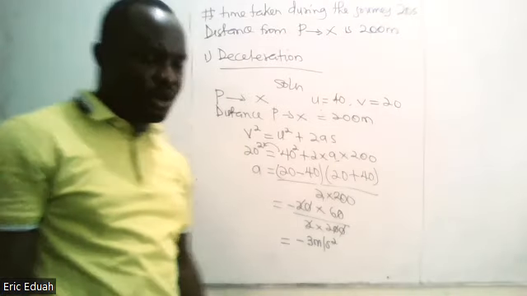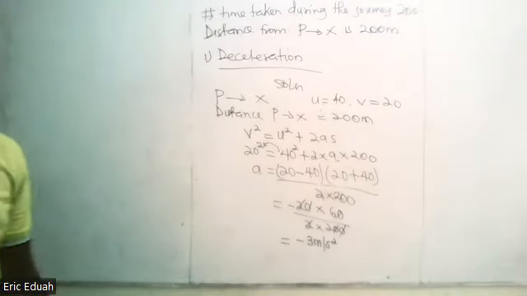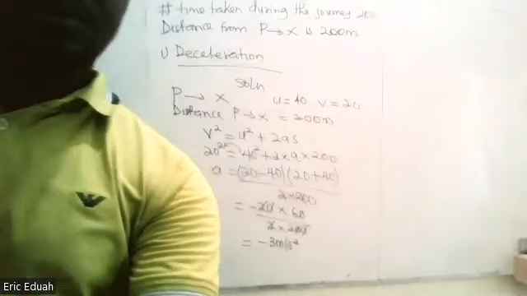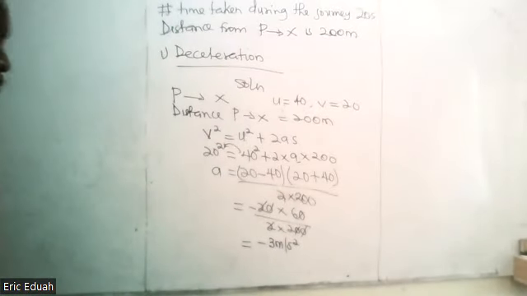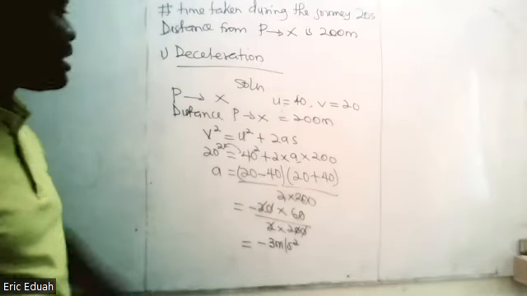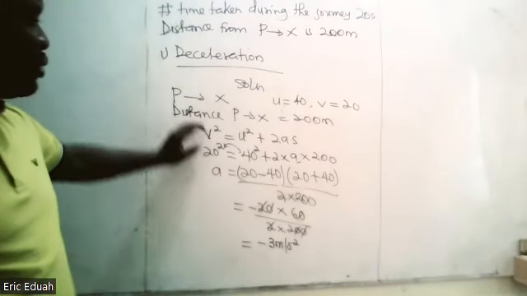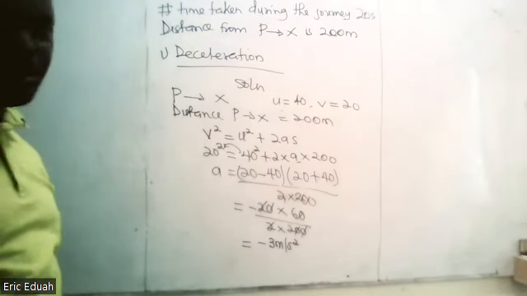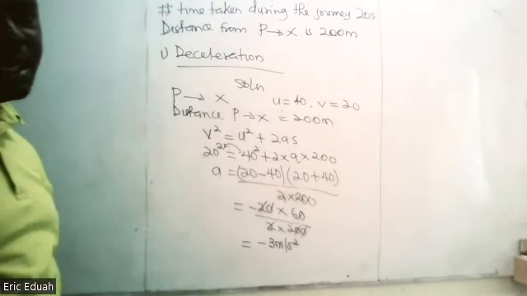When we're finding the deceleration, if I choose to use V is equal to U plus AT, will I get the same? No, I will get a different answer here, because you haven't determined the time within which the body decelerated from P to X. But if you have the time, you get the same answer.